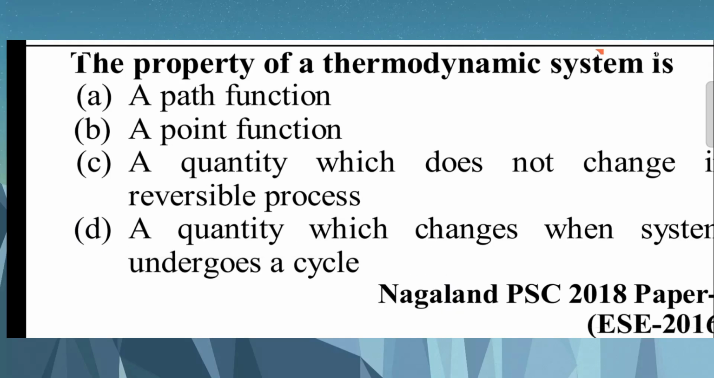Next question, the property of a thermodynamic system is A path function, B a point function, C a quantity which does not change in reversible process, D a quantity which changes when system undergoes a cycle. Property is a point function. Point function बोल के और path function में मार्क हो गया. Point function, A B.